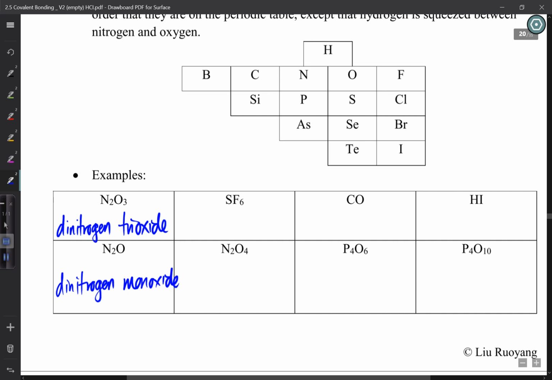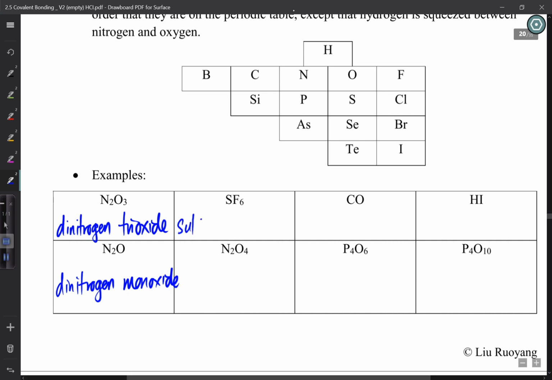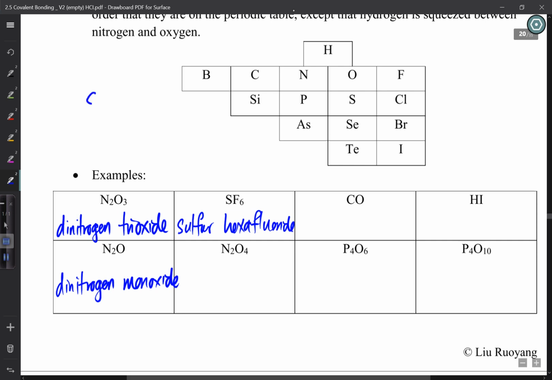Dinitrogen. How about SF6? It'll be called sulfur hexafluoride, because it contains 6 fluorine. You cannot just say sulfur fluoride. Why? Because sulfur and fluorine also form SF4. So if you say sulfur fluoride, are you referring to this one or this one? In order not to make it vague, you have to specify the number of fluorines.